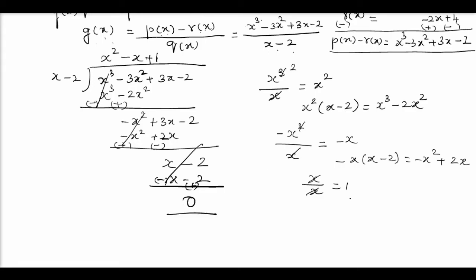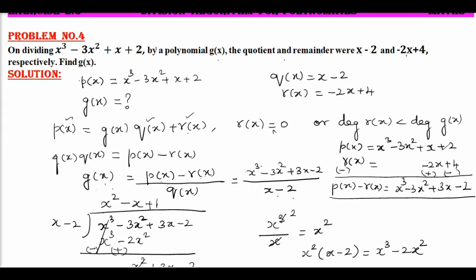And the quotient here is x square minus x plus 1. And I have told you that the quotient represents our g of x. So g of x equals x square minus x plus 1. This is how we find the divisor when we are given the dividend, quotient and remainder using Euclid's division lemma. Hope you understand.